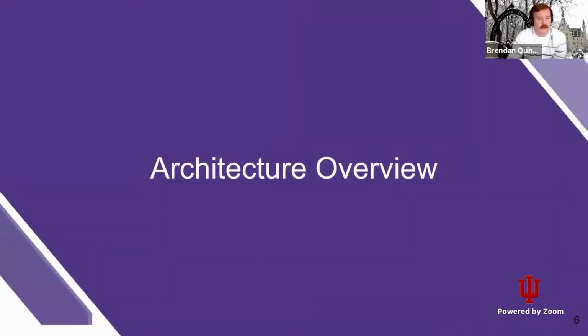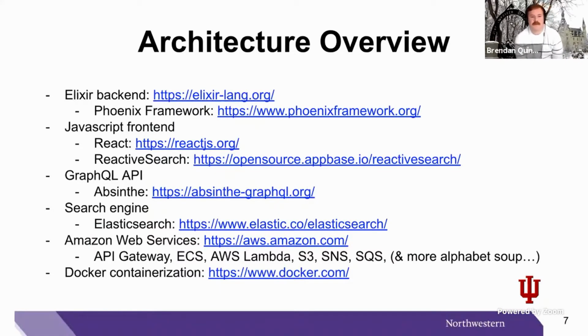So I'll go over our architecture overview. First, some terminology. There's a lot of terminology going on here, so I'll try to break it down in a simple way. So we have Elixir, which is a functional dynamic programming language with immutable data running on the Erlang virtual machine, also known as the Beam. We use the Phoenix framework, which is built on Elixir, which is a web framework for Elixir applications, similar to Ruby on Rails.